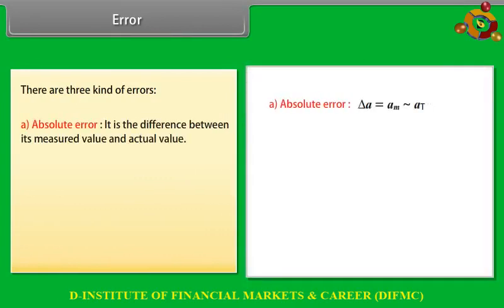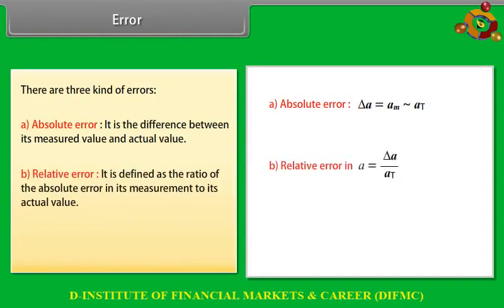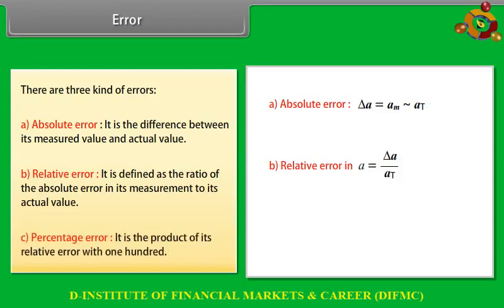There are three kinds of errors. Number 1. Absolute error: it is the difference between its measured value and actual value. Number 2. Relative error: it is defined as the ratio of the absolute error in its measurement to its actual value. Number 3. Percentage error: it is the product of its relative error with 100.